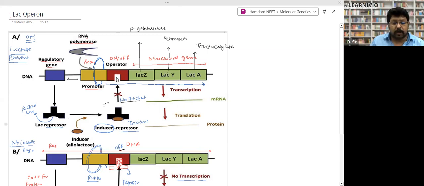When it does not join to the operator gene, now the gene is switched on. What will happen? In the promoter gene, RNA polymerase will come, join and start transcription, means start moving from the 5 to 3 prime end. When transcription takes place, we know formation of mRNA will take place. When mRNA is formed, translation will take place and formation of protein will take place. This is the functionality. That's how the lac operon works, right?